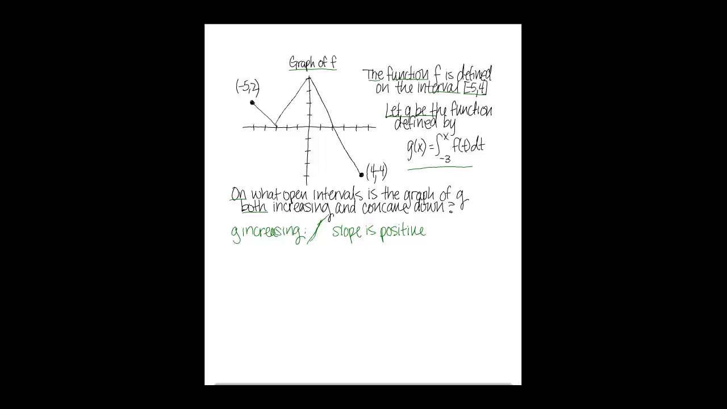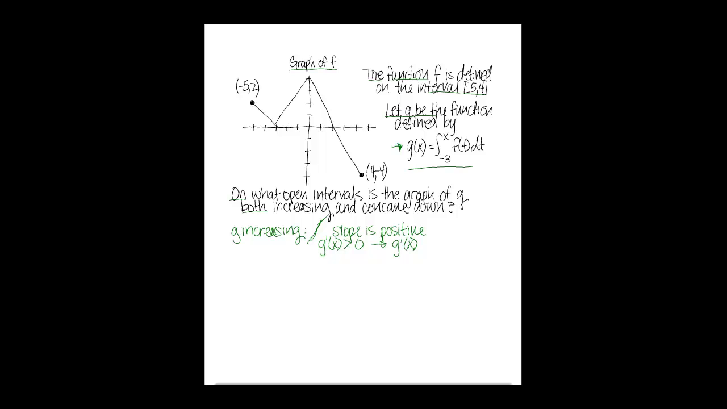So the derivative, or g prime of x, is positive as well, or we could say greater than 0, meaning the same thing. So to find out where g is increasing, we're going to look at where its derivative is greater than 0. So let's take a look at the derivative, g prime of x. Let's go up to where it was defined here in the original problem. G of x is the integral from -3 to x of f of t dt.